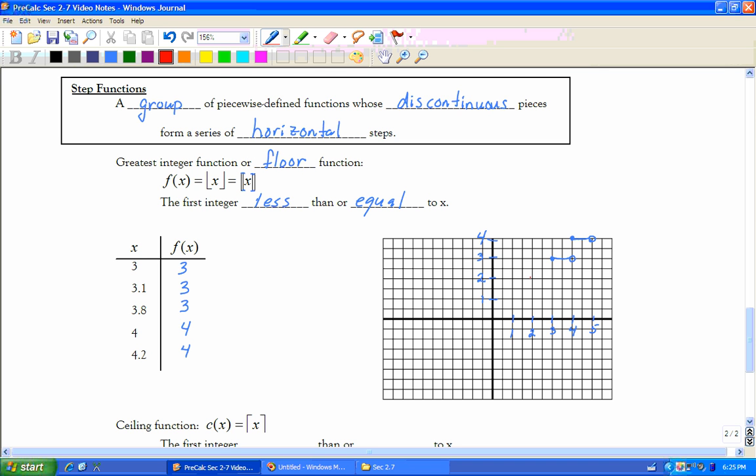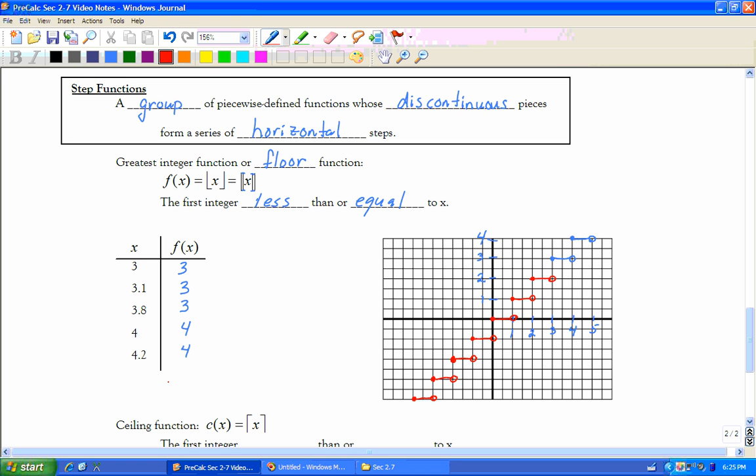So at 2, we would have a closed circle and a horizontal line, and then an open circle when we hit 3. And then we can just repeat that pattern all the way along, and if we do it backwards: open circle, horizontal line, closed circle, jump down, open circle, horizontal line, filled in. And we can even continue that into the negatives. And you can see from this picture why they call this the step function.